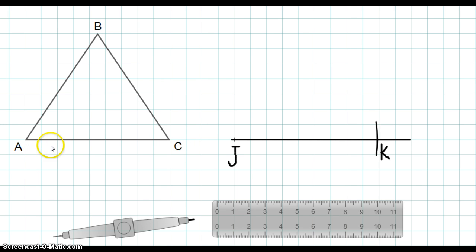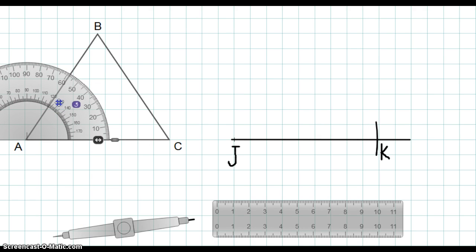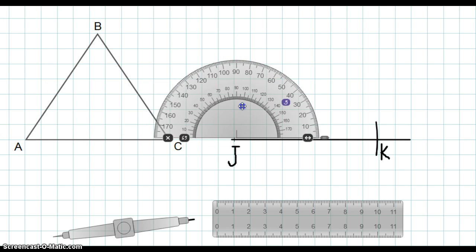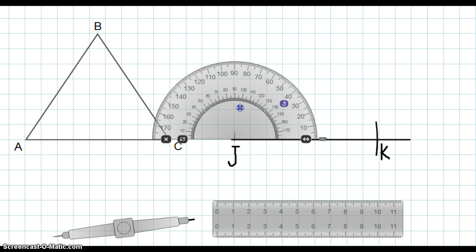So those are the two angles that we're going to focus on when we use the ASA way to draw a congruent triangle to triangle ABC. Next, I'm going to use a protractor to measure angle A. And it looks like angle A is 63 degrees. So I'm going to bring back the protractor here.